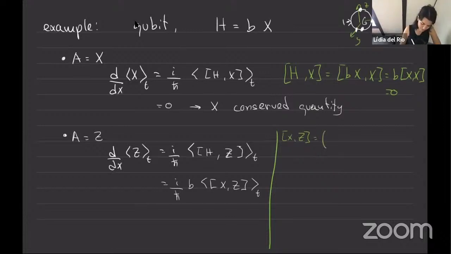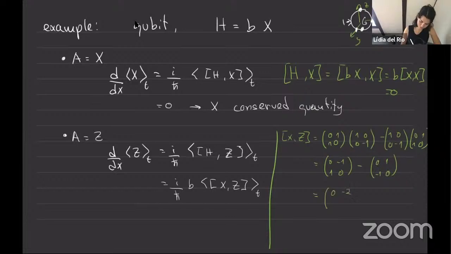So what's the X matrix? This. What's the Z matrix? 1, 0, 0, minus 1. So multiply the 2 matrices, and I just want you to trust me. This is the result. And the other way around, you get the opposite sign. And the commutator is 0, minus 2, 2, 0.